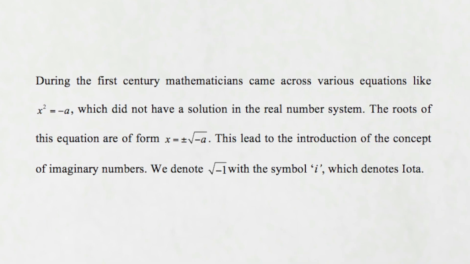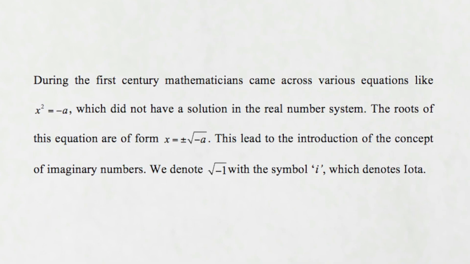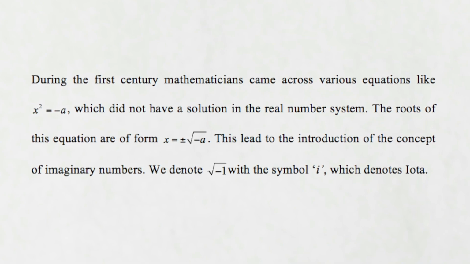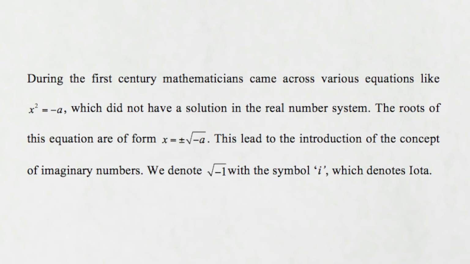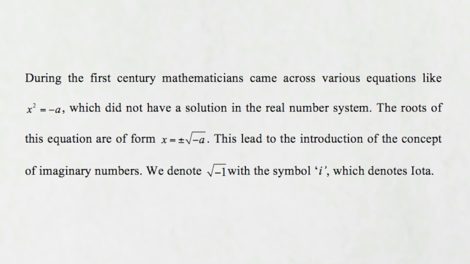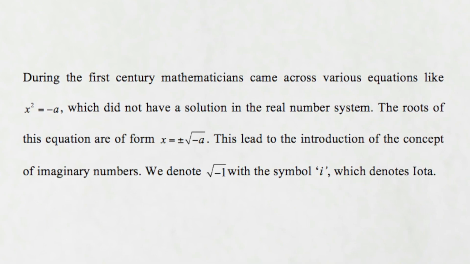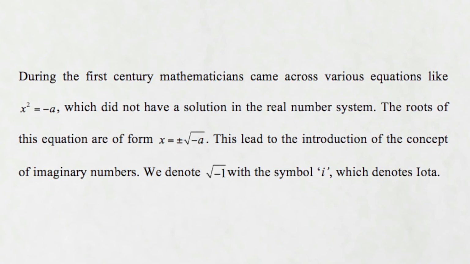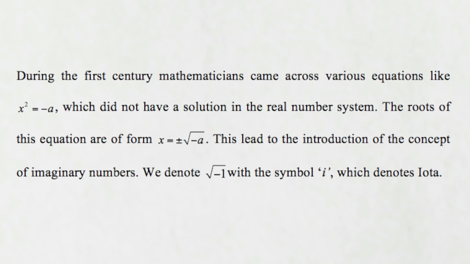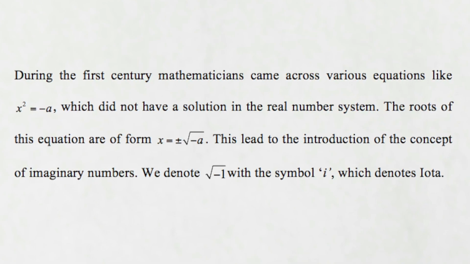Hence, the birth of the complex number. The roots of this equation are of the form x is equal to plus or minus root of minus a. This leads to the introduction of the concept of imaginary numbers or complex numbers. We denote root of minus 1 with the symbol i, which denotes iota.